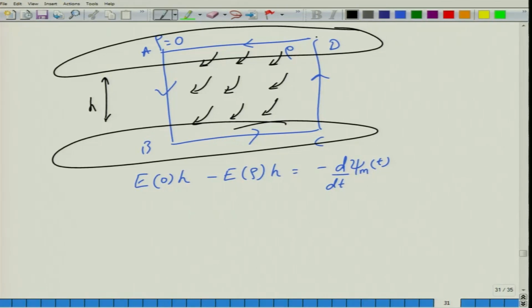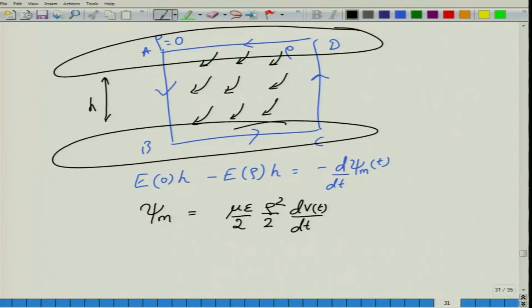So you have to find the flux over this surface area ABCD. I will leave this as an exercise for you to show that the magnetic flux is given by mu epsilon by 2, rho square by 2 dV of t by dt. This is essentially integrating the non-uniform magnetic field over this loop ABCD.